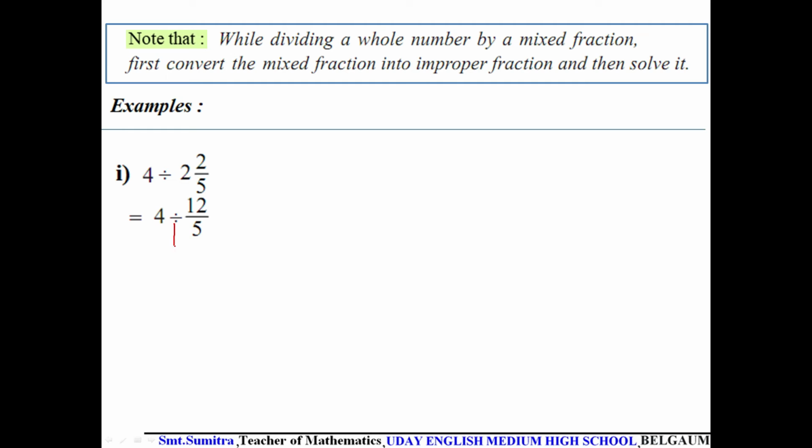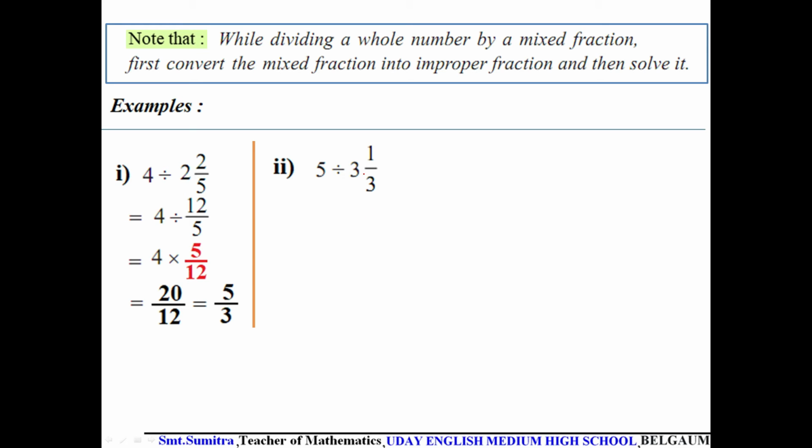Next, this is written as multiplication. 12 by 5 is written as 5 divided by 12. Please note this. 4 into 5 by 12 is 20 by 12. Cancellation 5 by 3. Similarly, I'll give a few more examples. Try to answer yourself. 5 divided by 3 integer 1 by 3 is 3 3s are 9 plus 1, 10 by 3. This is 3 into, and 10 by 3 reciprocal is 3 by 10. Answer is 9 upon 10.